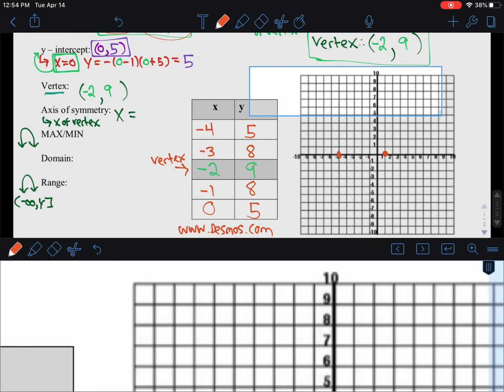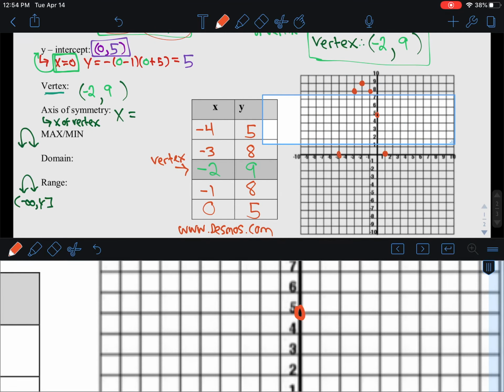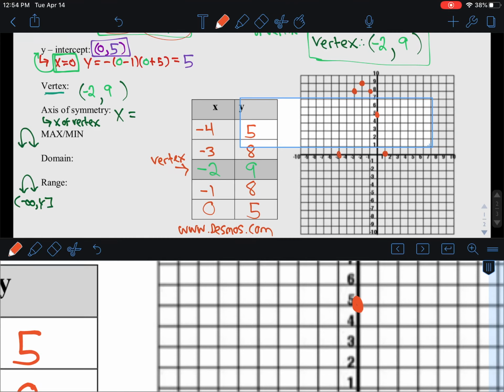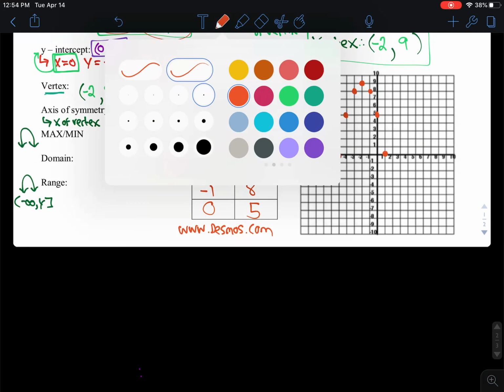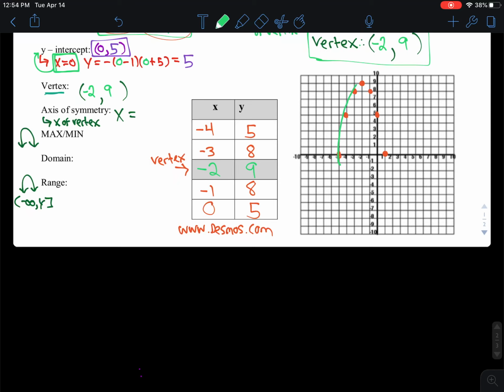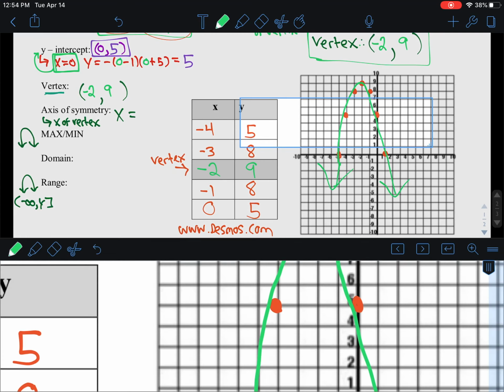So I'm going to go ahead and graph it now. First, I'm going to graph my vertex. So that's negative 2, 9. Now I have to do negative 1, 8, negative 3, 8, 0, 5, and this would be negative 4, 5. So as you can see, your parabola is now shaping up to be an upside down U, which is consistent with what's on Desmos. Go ahead and draw it in the best you can. I know it's tough on Notability.